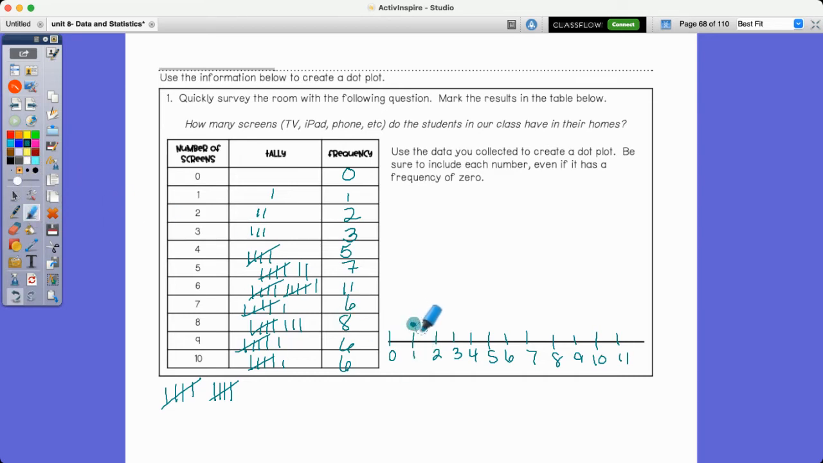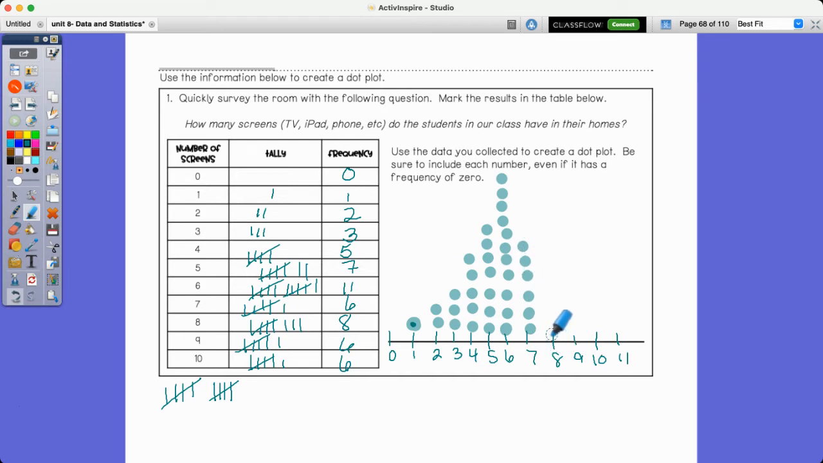I'm going to put a dot here, and then I need 2 dots at 2 screens. I need 3 dots at 3 screens. I need 5 dots, 1, 2, 3, 4, 5, at 4 screens. I need 7 dots at 5 screens, 1, 2, 3, 4, 5, 6, 7. I need 11 dots at 6 screens, 1, 2, 3, 4, 5, 6, 7, 8, 9, 10, 11. Why did I decide to use so many? Then I have 6 here, 1, 2, 3, 4, 5, 6.